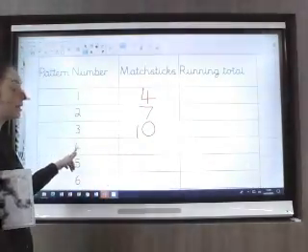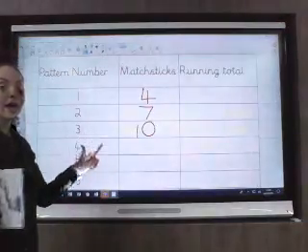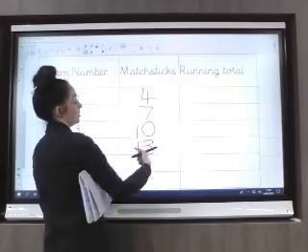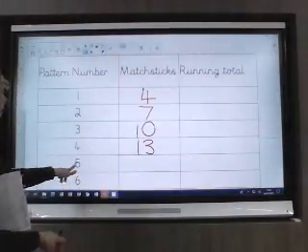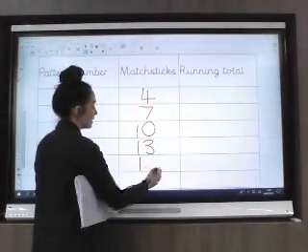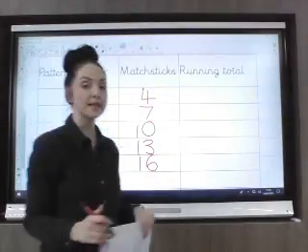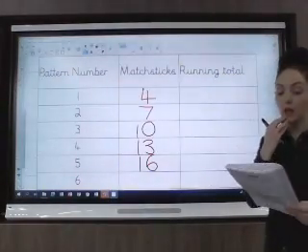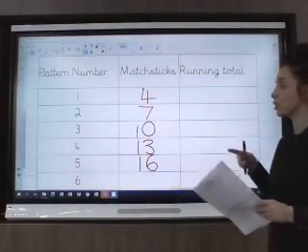Okay, so remember, 3 times 4 is 12, add 1 is 13. And you see a pattern here, so you could just keep going. So 3 times 5 is 15, add the 1 is 16. Okay, and then down this side, just put a column for a running total. Okay, and that's just to add them up as you go.